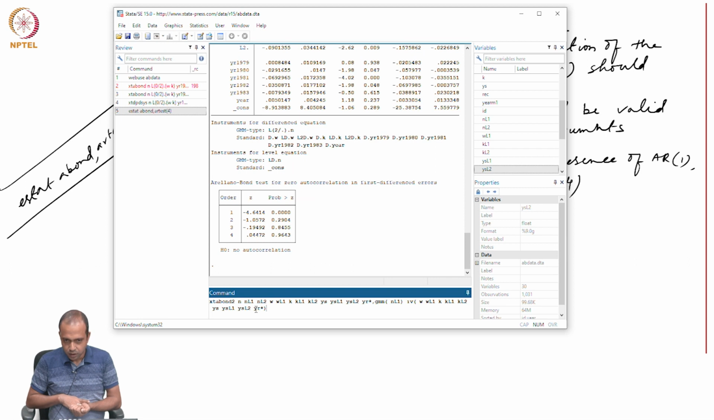And then to specify that I am considering only my difference equation, I need to specify no level equation. By specifying no level equation, I am basically specifying a difference GMM. I am asking Stata that I do not need the level equation to be considered. If you consider it, then it will become a system GMM. Since I do not need that, I am specifying no level equation.